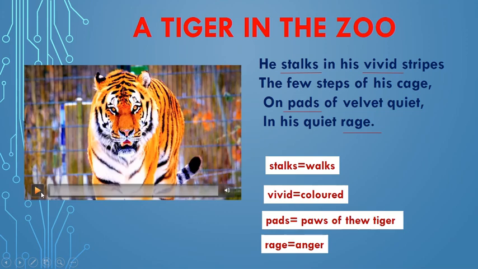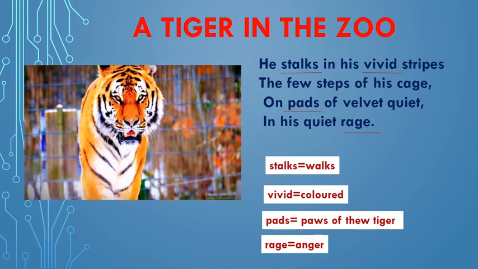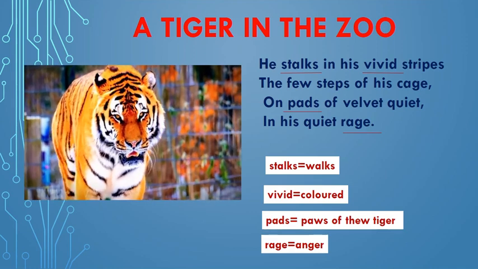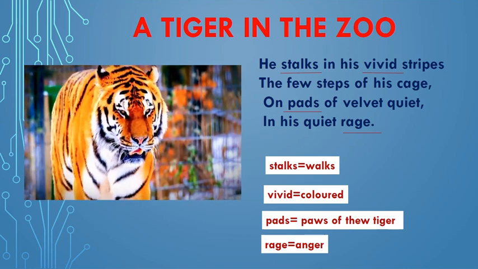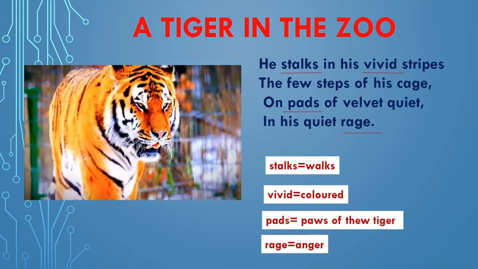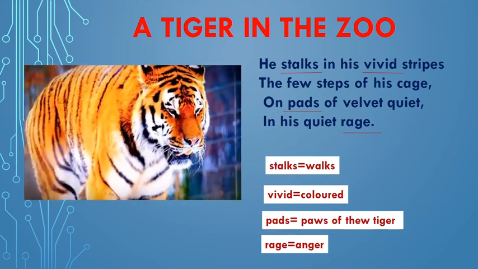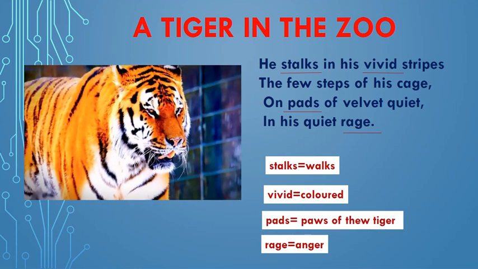Okay, children, now he stalks in his vivid stripes. Who is he? Here in the first stanza, he refers to the tiger. The tiger is personified as a man. Yes, he stalks in his vivid stripes. What is meant by stalks? Stalks means walks. Yes, vivid stripes, colored stripes. Already there are so many stripes on the tiger. The few steps of his cage.